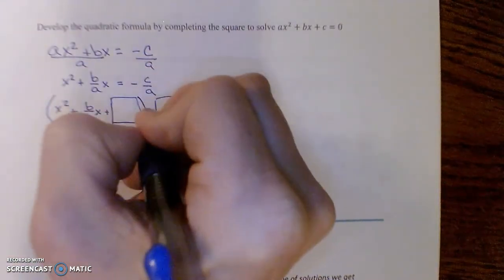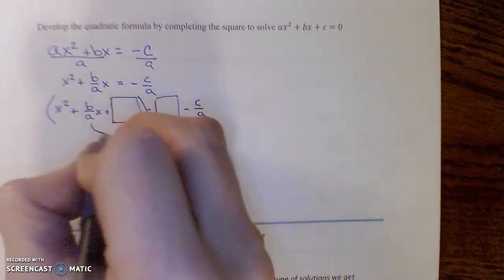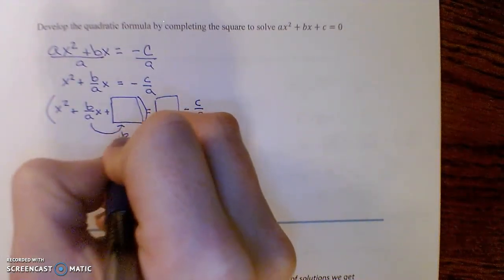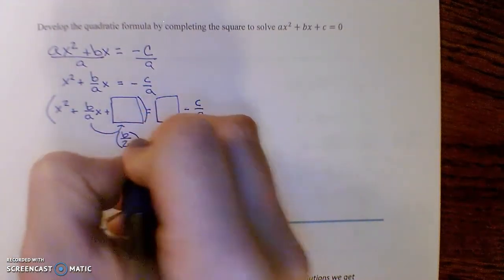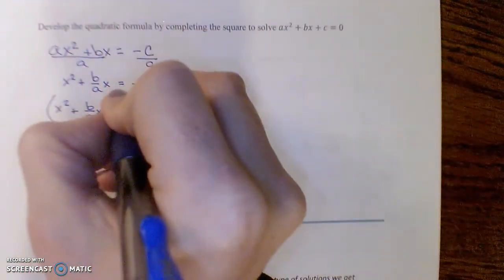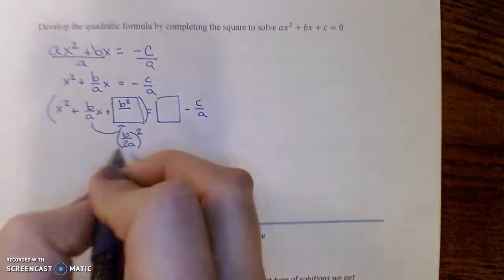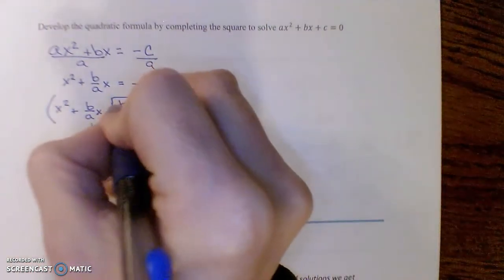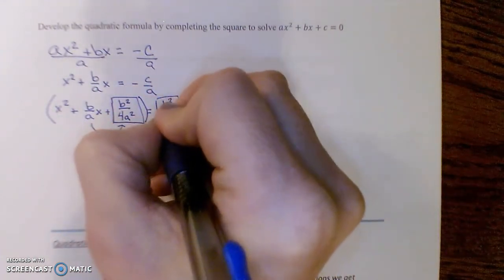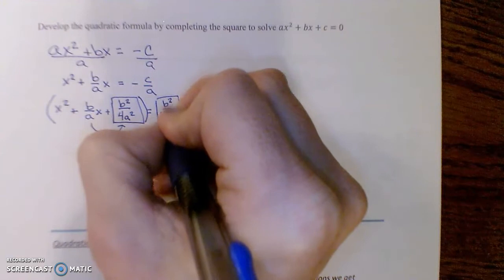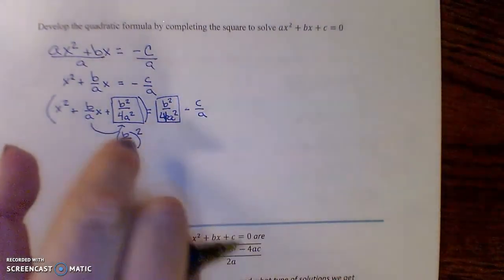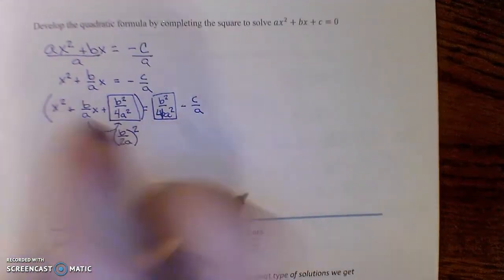Okay, so what is that special number? It'll be half of the middle term, so that'll be b over 2a, half of the middle coefficient squared. So that'll be b squared over 2a quantity squared, which is 4a squared. So that's what I want to add into both sides. Okay, on the left, that turns this into a perfect square.